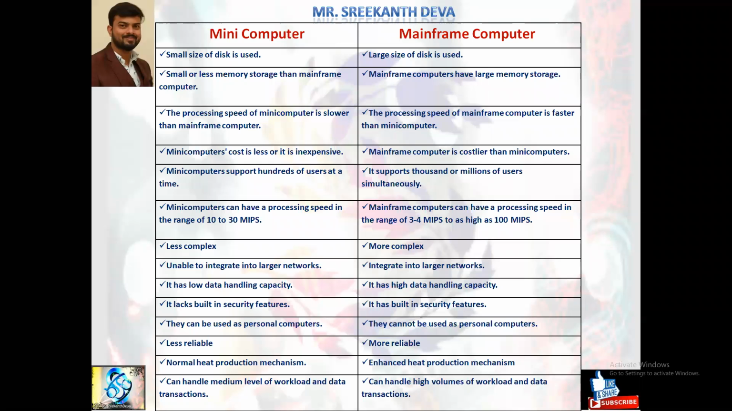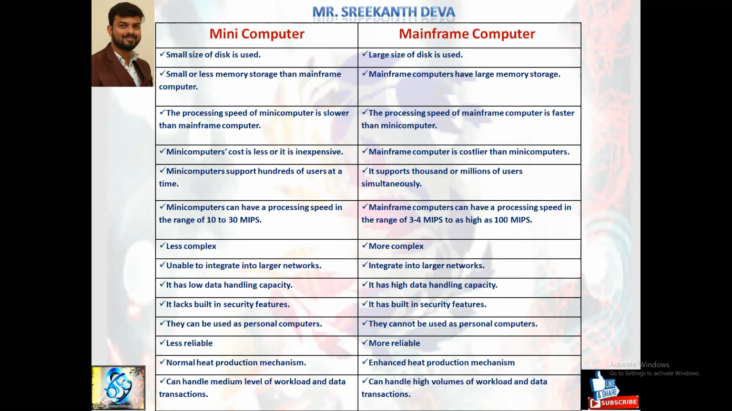Observe here, minicomputers and mainframe computers. The difference between mini and mainframe: minicomputers use a small size of disk. The storage capacity of minicomputers is smaller compared to mainframes, but mainframes can store a huge volume of data. A large size of disk is used. Don't worry, what is this disk, what is this storage, what is this memory? In the coming videos I will explain memory management in computers in detail: what is memory, what is disk allocation, what is main memory, what is secondary memory. Just remember it here.